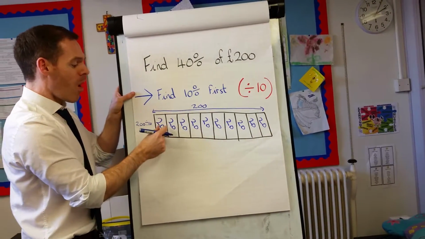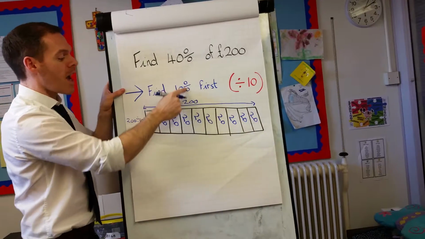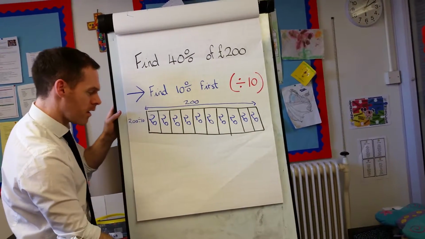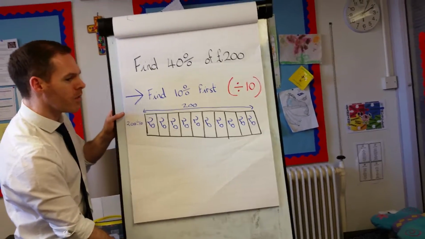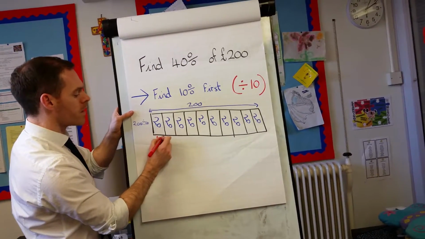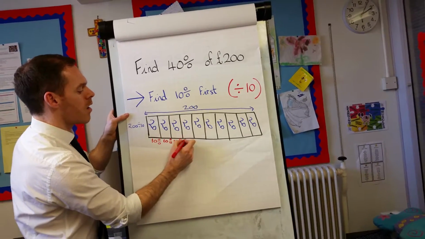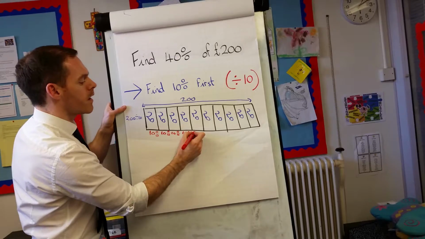Each of these parts represents 1/10, which, as we know, as a percentage, is 10%. So each of these is 10%. You don't have to do this every time, but because it's the first time round, I'm going to write that underneath each of these. Each of these equal sections represents 10%.